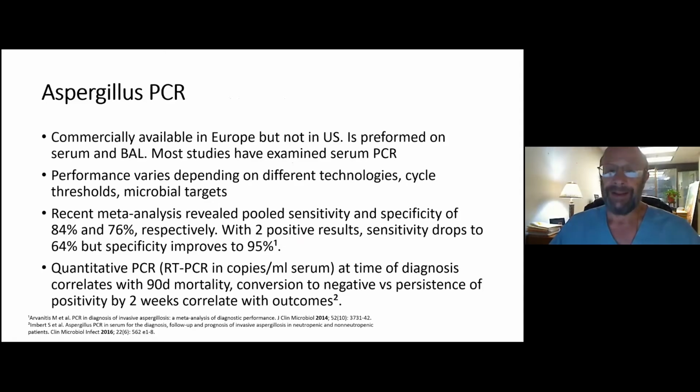Most people have looked at serum PCR, but it's also used in BAL. Its performance is entirely dependent on technology, cycle thresholds, and other targets. Recent meta-analyses suggest that its sensitivity and specificity are 84 and 76% respectively, which is similar to the Aspergillus galactomannan. With 2 positive results, the sensitivity drops to 64%, but the specificity improves dramatically.